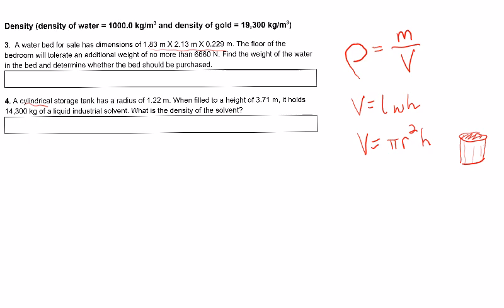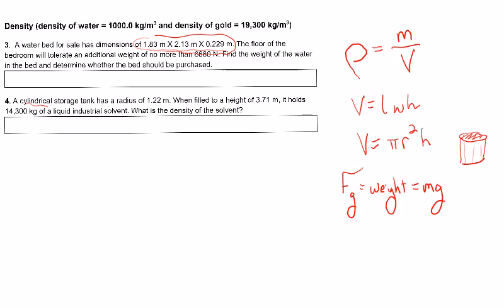So in number 3, we can calculate the volume, just multiply those 3 things together and get the total volume. The floor of the bedroom will tolerate an additional weight of no more than 6,660 newtons. Find the weight of the water in the bed and determine whether the bed should be purchased. So the idea of this one, we also have to remember one other thing. The force of gravity, or the weight of an object, is going to be equal to its mass times gravity.